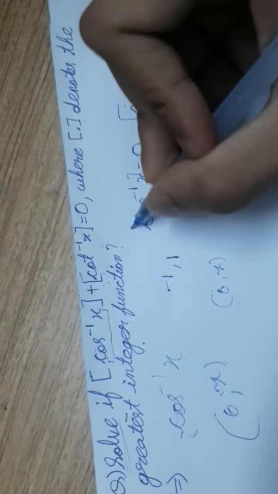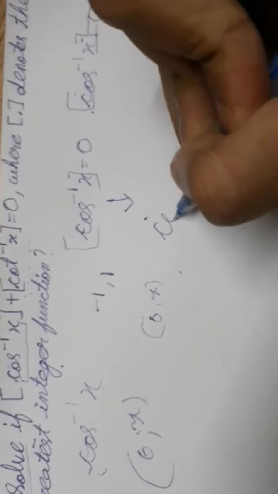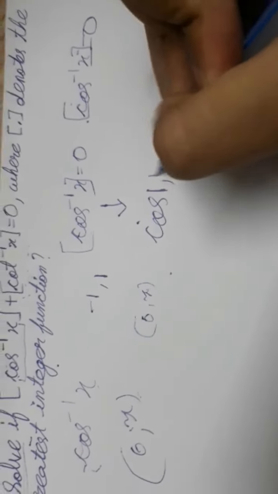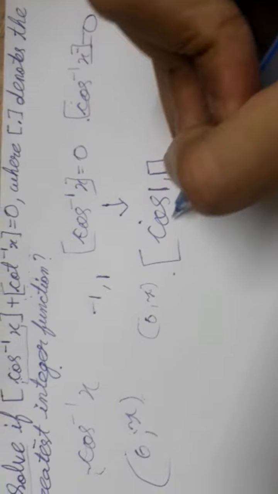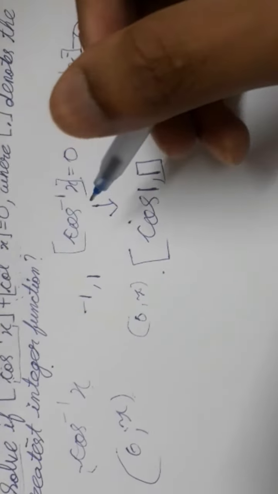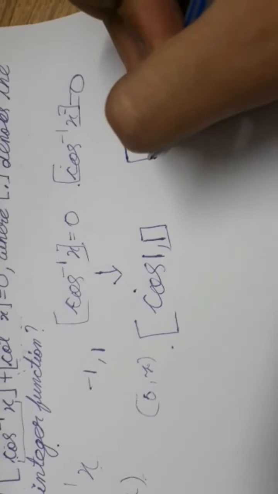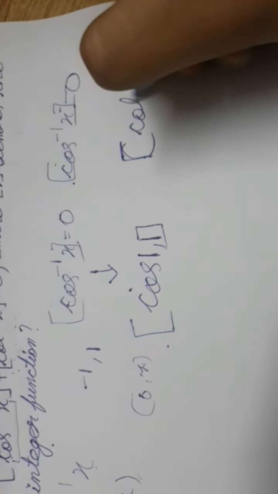For the greatest integer function of both to be 0, x for cos inverse comes out to be from cos 1 to 1, because when we give cos inverse 1, it comes to 0. And here for cot it will be from cot 1 to infinity, because at infinity also it comes out to be 0.